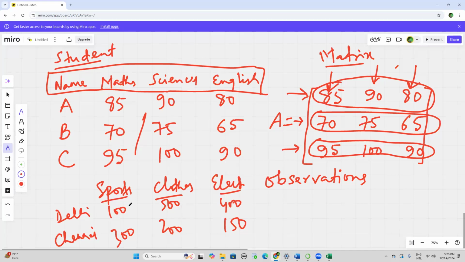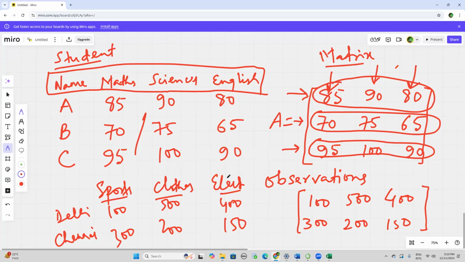If someone asks me to represent this in a matrix, how can you represent it? I will write 100 here, 500 here, 400 here, 300, 200, 150. So this is the representation of the same data in matrix format. Is all this clear? Okay.